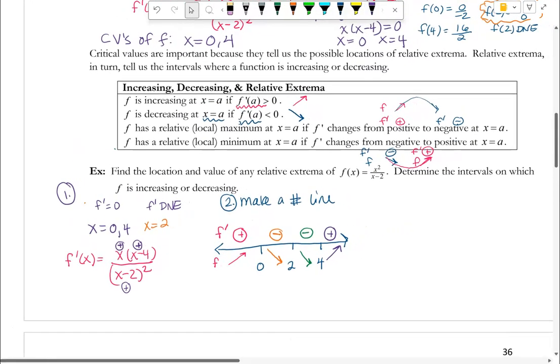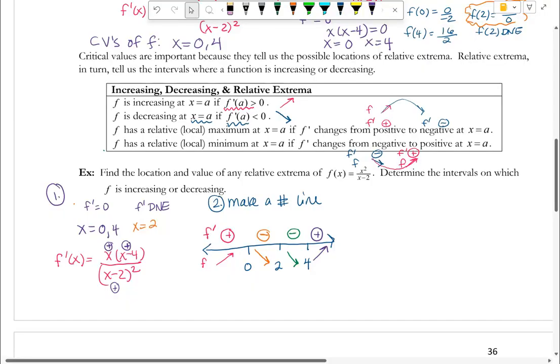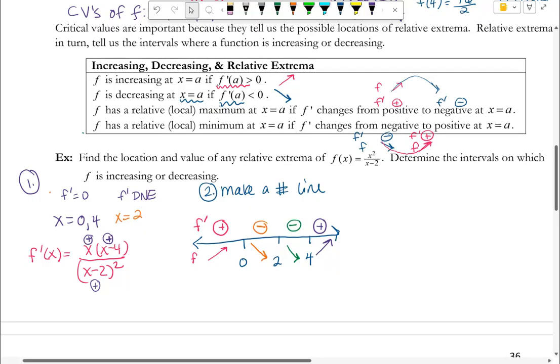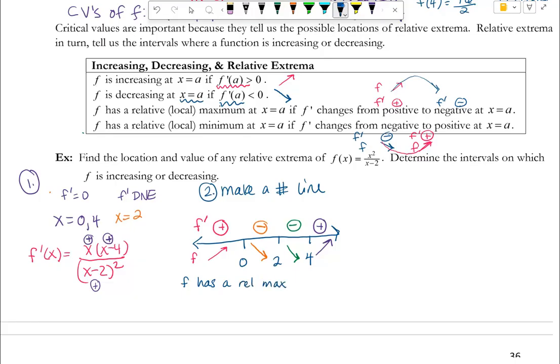All right, so after we've made our number line, when I go back to answer this question, it's actually a couple questions. Find the location and value of any relative extrema of f. Then determine the intervals on which f is increasing or decreasing. So we've got our locations, we don't have our values yet. So anytime I am answering this as part of a free response question, I really need to justify my reasoning here. So we could say that f has a relative maximum value at x equals 0.